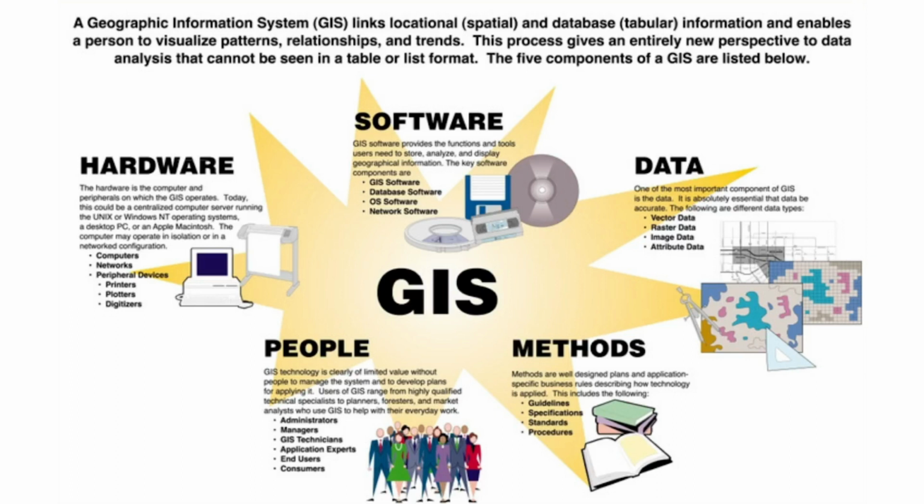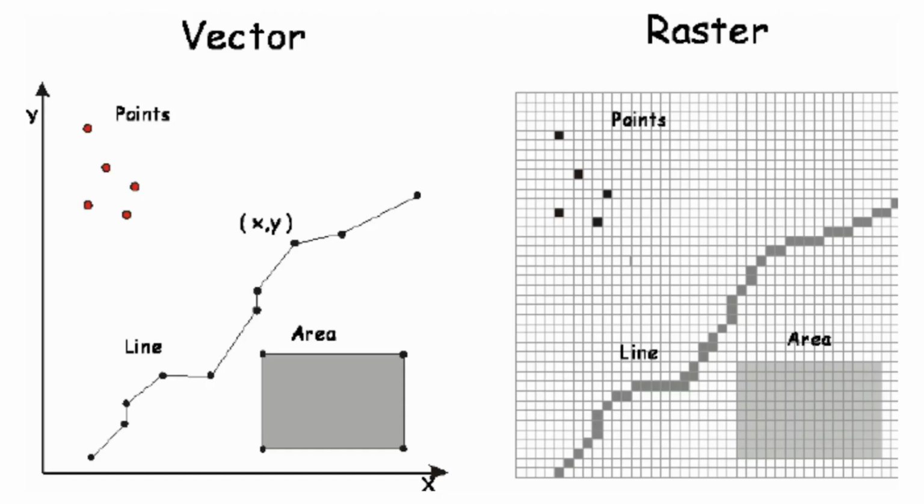The third component is data. This is one of the important components of GIS. It is absolutely essential that the data should be accurate. There are different types of data, that is vector data, raster data, image data and attribute data. First of all, we will see what is vector data and raster data. So the vector data consists of points, lines and polygons, and the raster data consists of pixels.